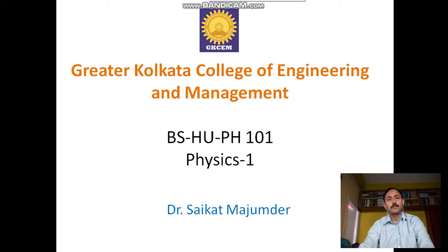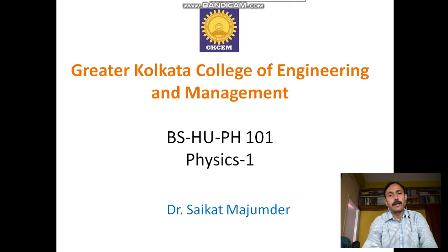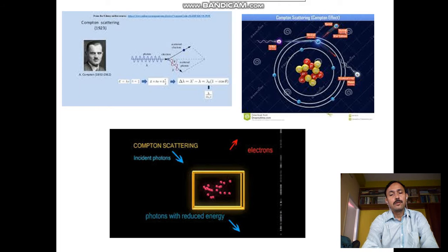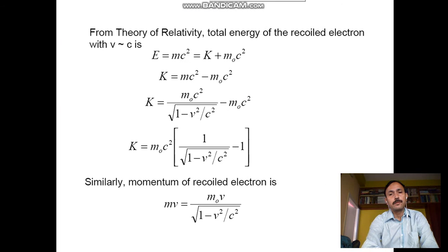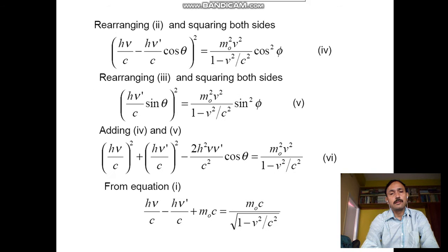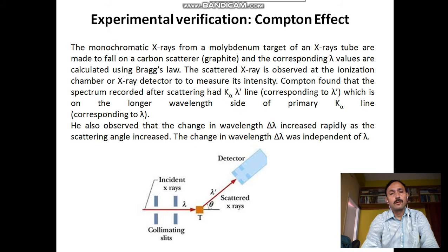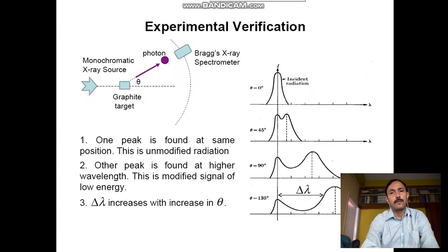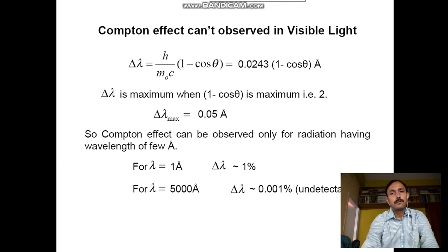This is Soikat Majumdar. In the previous lecture on the Compton effect, we discussed the Compton shift, why the Compton effect cannot be observed with visible light, and we calculated the Compton shift. What is the Compton effect? These things we have already done: maximum Compton shift and experimental verification of the Compton effect. These are already finished.